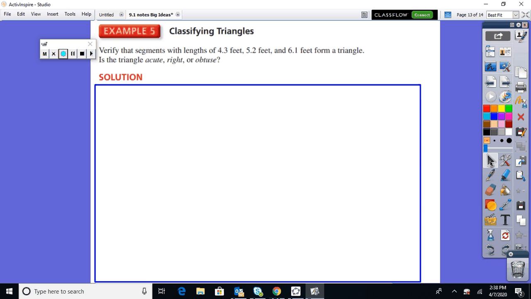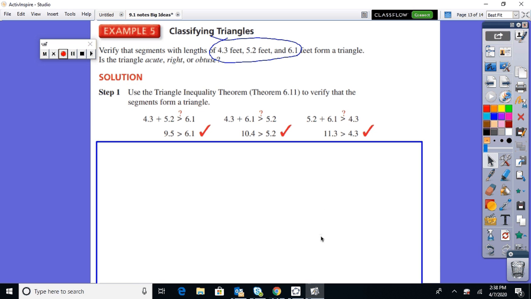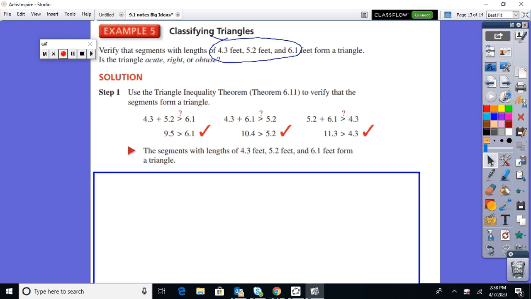All right, now this throws it back to something we did earlier this year also. First, you have to verify whether or not the segments can actually form a triangle. So you guys remember how we did that. I give you three numbers. You tell me if they can make a triangle. So that's your first step. And really, this is overkill from what our book's telling us, but we're going to use the triangle inequality theorem to verify that it forms a triangle.